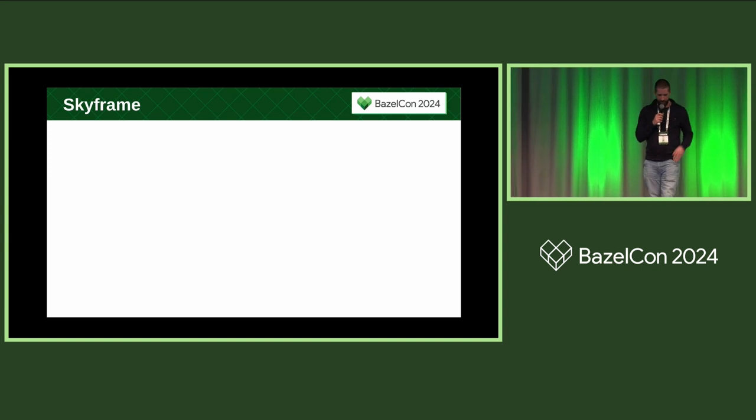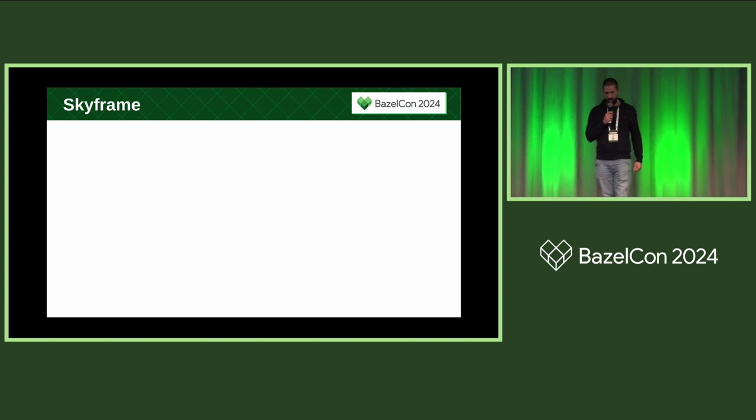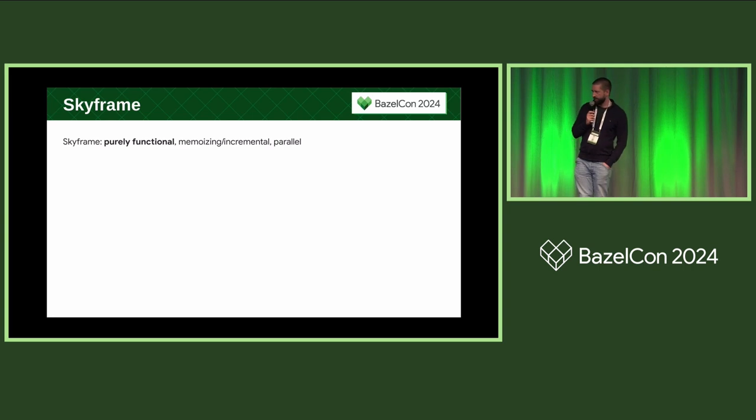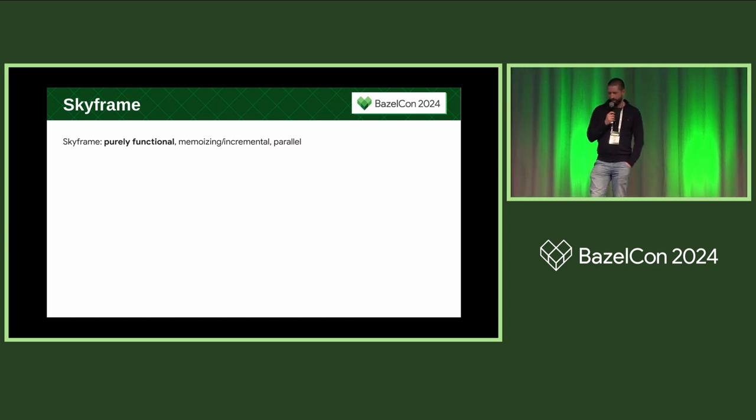It also helps to write down how SkyFrame works. SkyFrame is a framework inside Bazel, which is able to compute some functions. Those functions are purely functional, which is the most important property, which also allows us to memoize those functions, to recompute them incrementally, and to compute them in parallel.